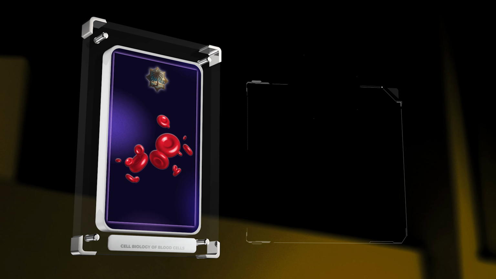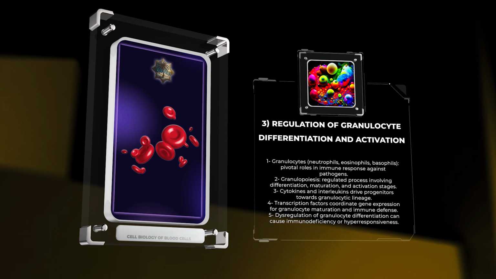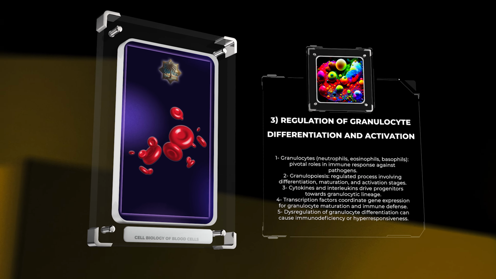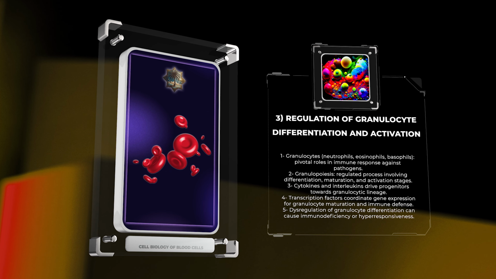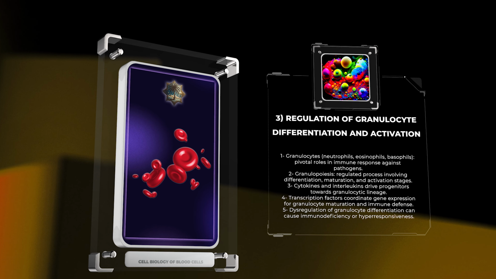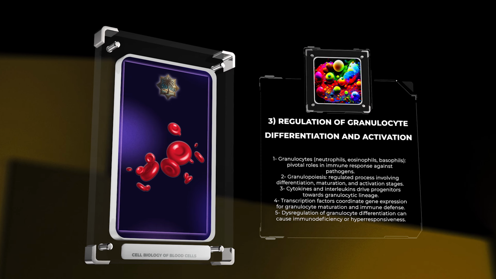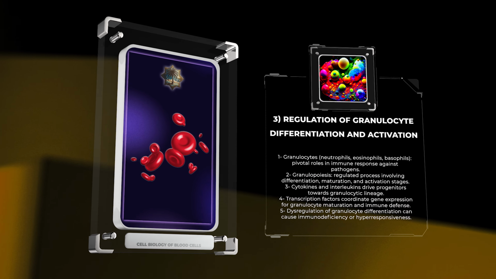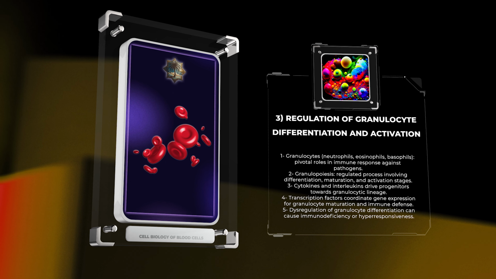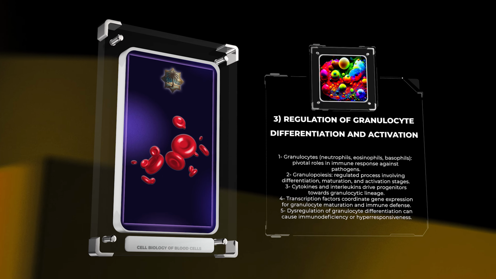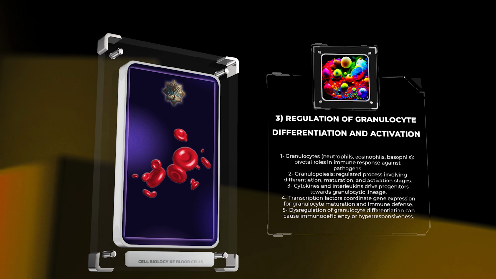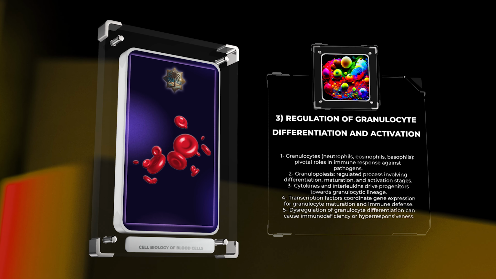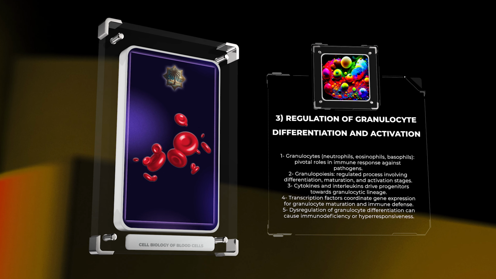Granulocytes, including neutrophils, eosinophils, and basophils, play pivotal roles in the immune response against pathogens. The tightly regulated process of granulopoiesis involves successive stages of differentiation, maturation, and activation. Signal transduction pathways initiated by cytokines, such as granulocyte colony stimulating factor, GCSF, and interleukins, drive the commitment of multipotent progenitors towards the granulocytic lineage. Transcription factors, including C/EBP-alpha, PU.1, and GATA2, coordinate the expression of genes involved in granulocyte maturation and immune defense. Dysregulation of granulocyte differentiation can result in severe immunodeficiency or hyperresponsiveness.